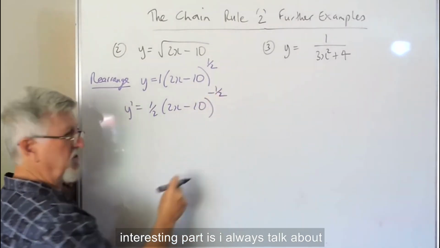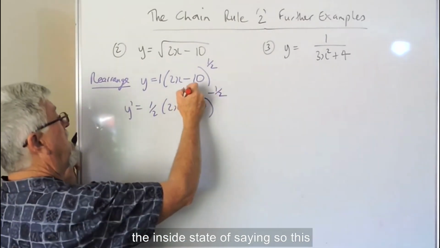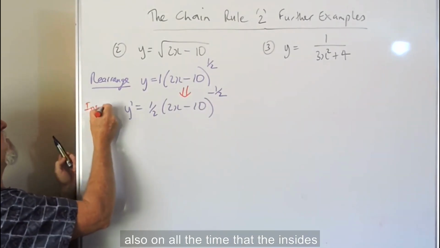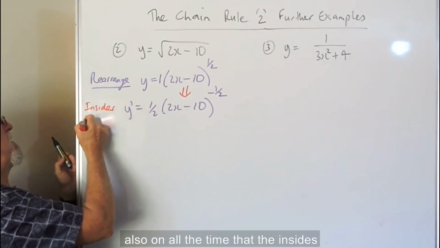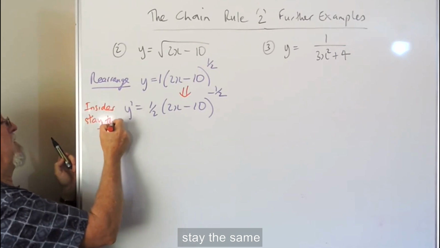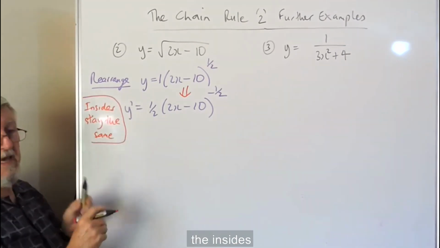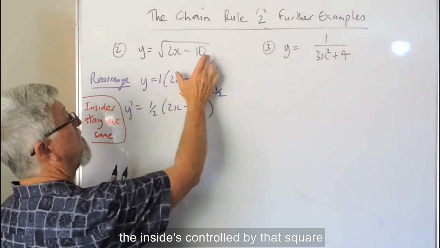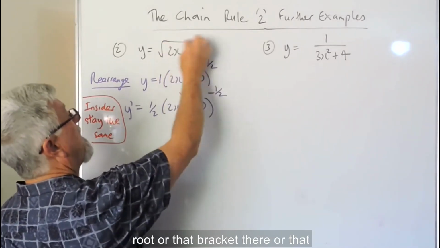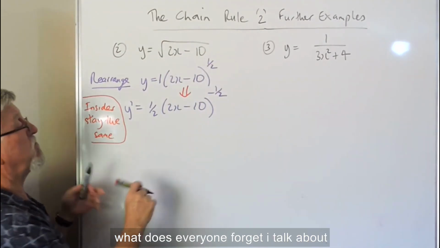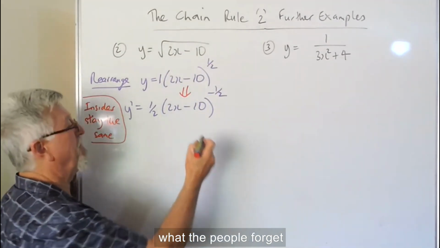Now the interesting part is I always talk about the insides stay the same. So this concept all the time that the insides stay the same. So you're going to have it over and over again. The insides controlled by that square root or that bracket there or that bracket there, they stay the same. Now the big thing is, what does everyone forget? I talk about one that people forget.